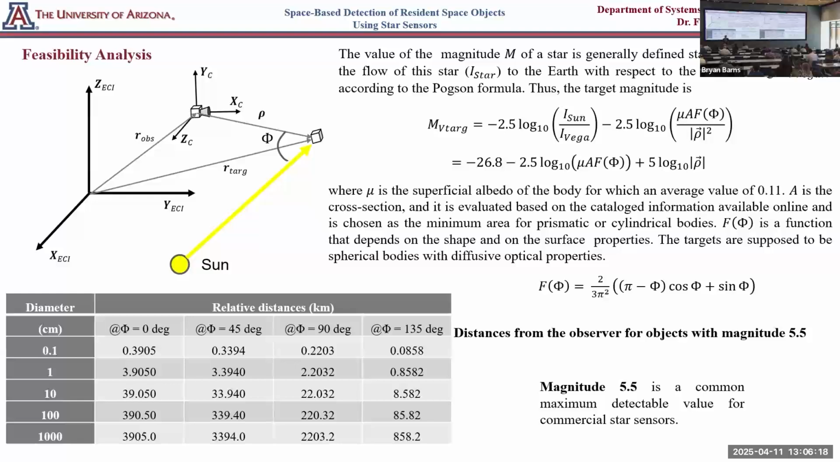So why do I want to use this star sensor? Because we can have this information for free. Now we have a lot of missions in which we use the star sensor for attitude determination, so it's like having a constellation of space observers for free. Here is a feasibility analysis of the relative distance from which we can detect our object, considering just a magnitude of 5.5. That is a very common magnitude detected by the star sensor. And this is just a theoretical result.